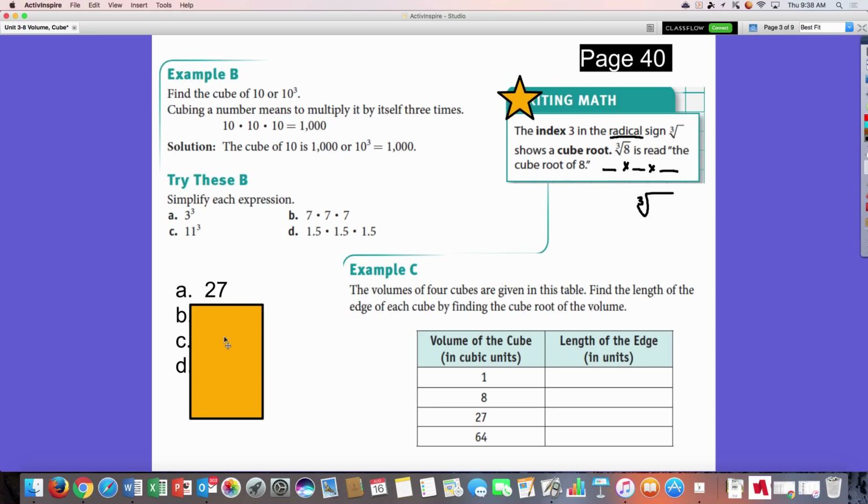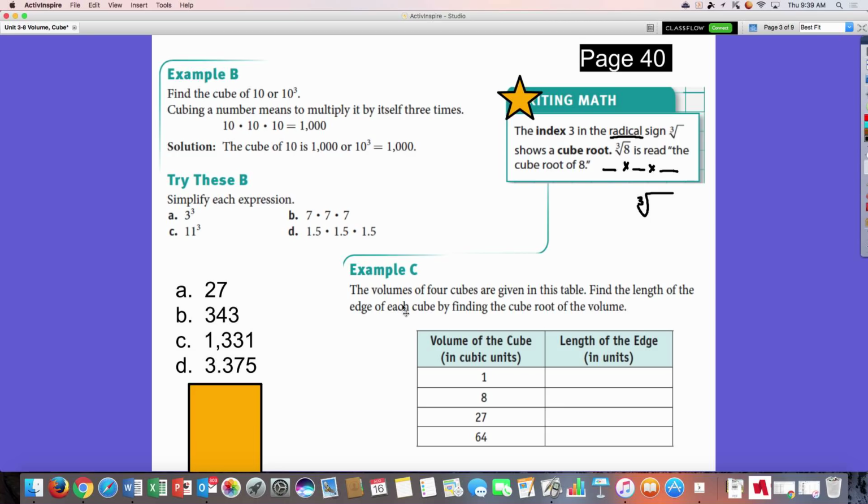B, 7 times 7 times 7. Did you get 343? I bet you did. I thought that seemed low. Answer C, 11 times 11 times 11 is 1,331. And 1.5 times 1.5 times 1.5 is 3.375. Or if you're a smart math person, 3 and 375 thousandths.